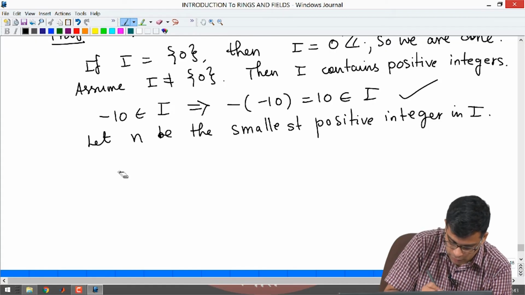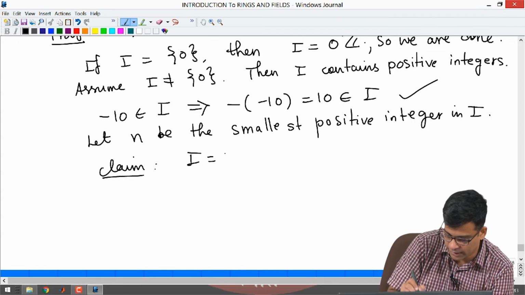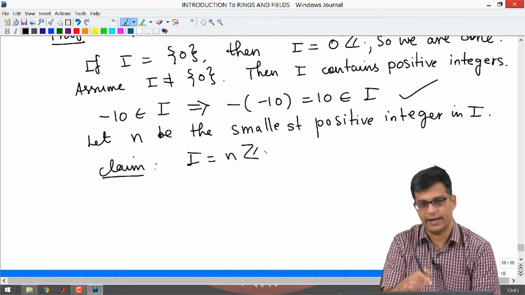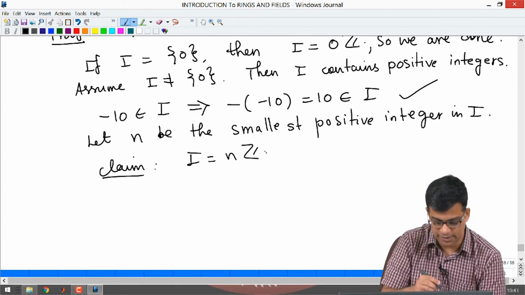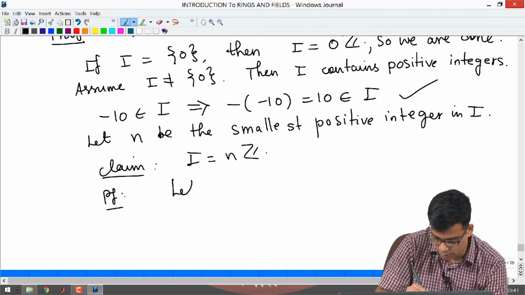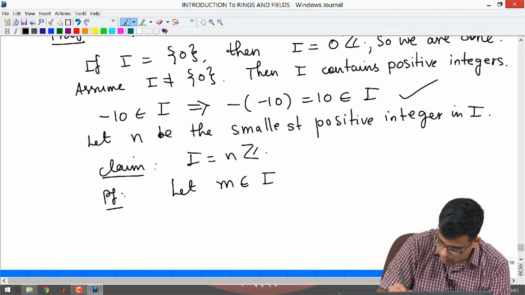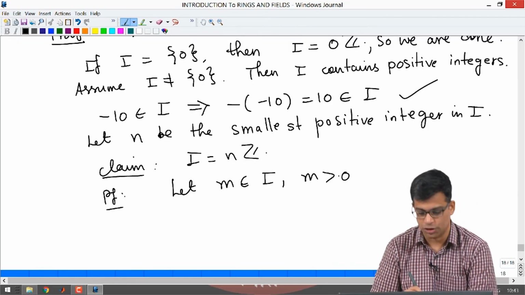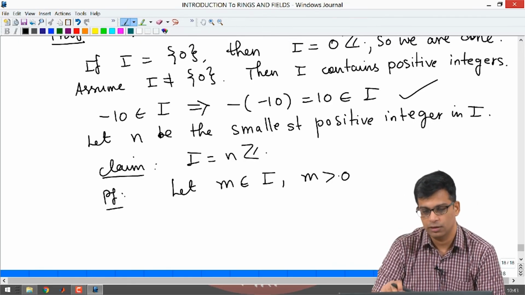Now, I claim that I is in fact nZ. This n will do the job for us. I is nZ. Why is this? So, let us first take care of positive integers. Let m be in I, m positive.